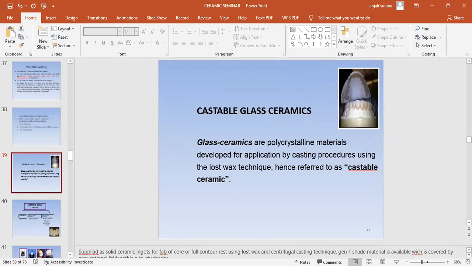Next is castable glass ceramics. Glass ceramics are polycrystalline materials developed for application by casting procedures using the lost wax technique, hence referred to as castable ceramics.